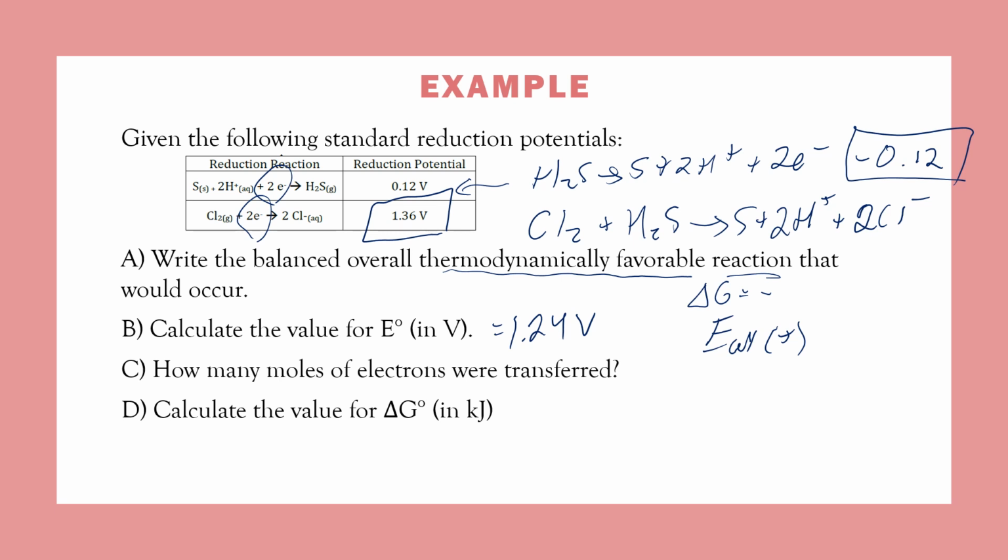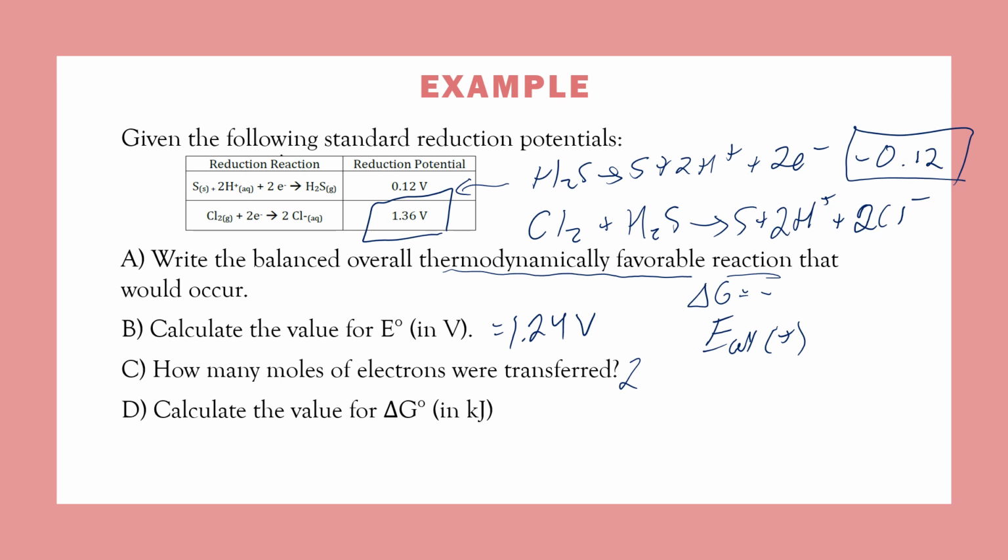Now for C, it's asking how many moles of electrons were transferred. Well, that's easy. There's 2. You can just look at the process there. If you had to multiply one of those reactions to get them equal, make sure you use the number of electrons that makes them equal for both reactions. So that's 2 electrons there.